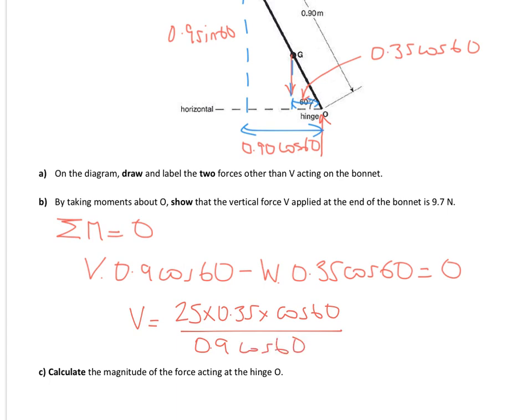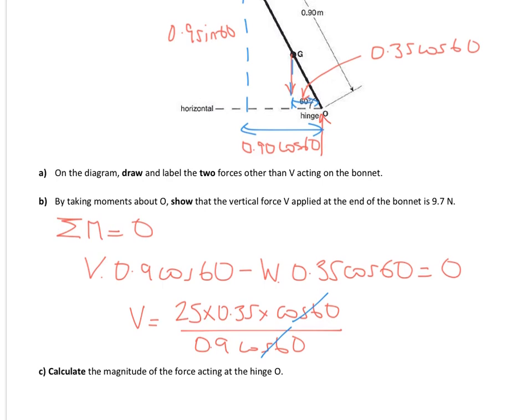So this is why a few people who got their perpendicular distances wrong ended up with the right answer, simply because your angles ended up cancelling out later on. But in the later examples, it's not going to be so friendly, so make sure you're getting those right. And when you calculate this value here, you end up with 9.72 and so on, which is approximately 9.7 newtons. Okay, so that is that one there.